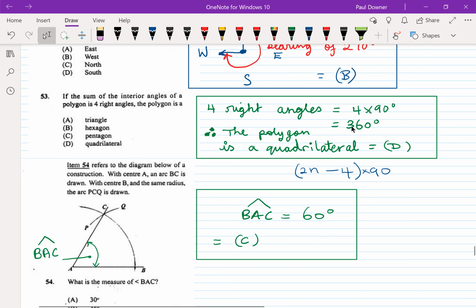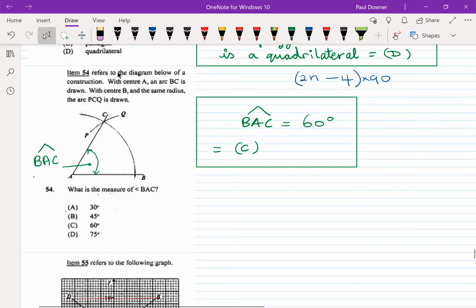So it's good to memorize the first 3 so that you don't have to go through that calculation that I just did. And in cases like this, you'd recognize that if they're talking about 4 right angles as the sum of the interior angles, which is 360 degrees, then you know right off the bat that that polygon has to be a quadrilateral, because we learned by heart that quadrilaterals' internal angles sum to 360. All right, so that's answer D.